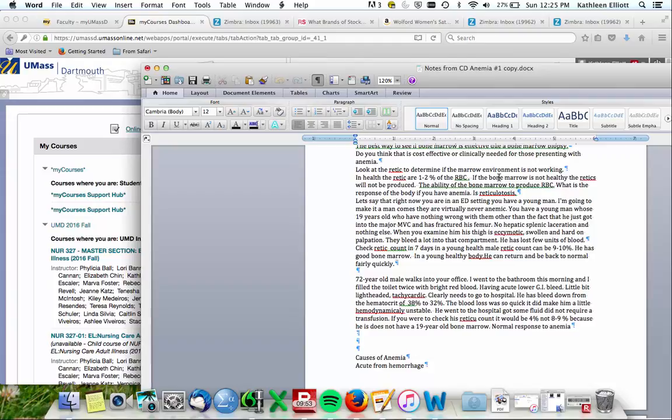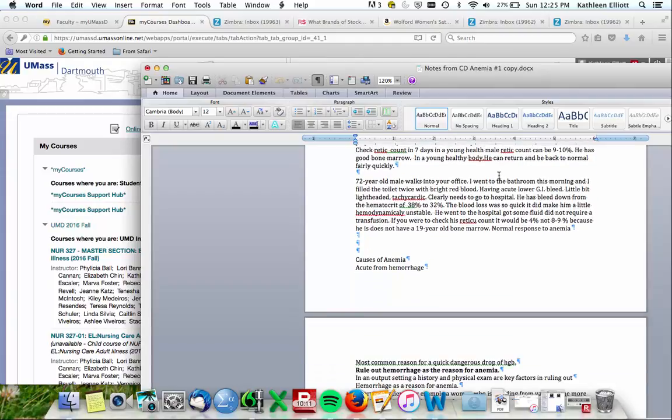If you were to check his reticulocyte count, it would be 4%, not 8 to 9% in comparison to the 19-year-old, because he does not have a 19-year-old bone marrow. For his age, his retic count of 4% is a normal response to anemia.